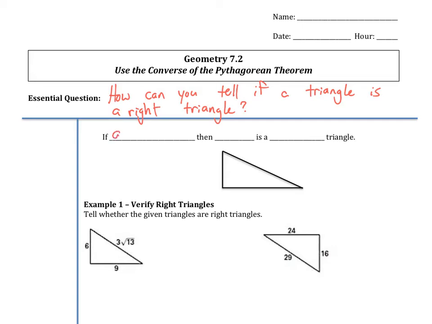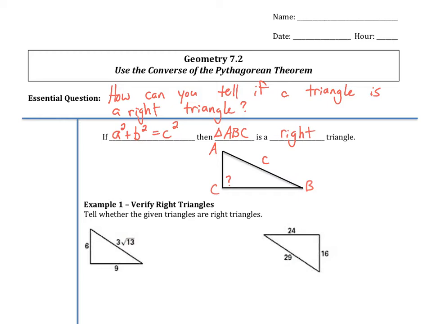So if a squared plus b squared equals c squared, then triangle ABC is a right triangle. So we have triangle ABC. We don't know if it's a right triangle, so I'm going to put a question mark there. We don't know what that is. But we know that c is the hypotenuse.